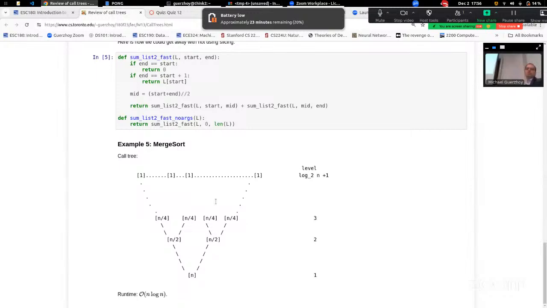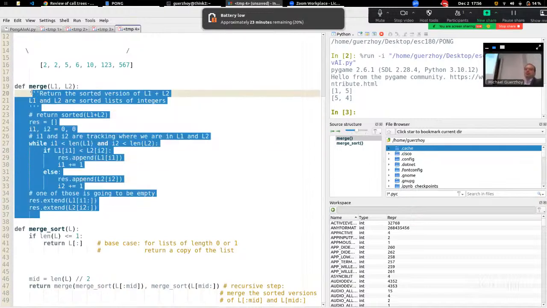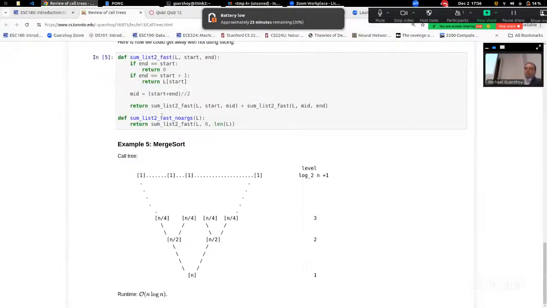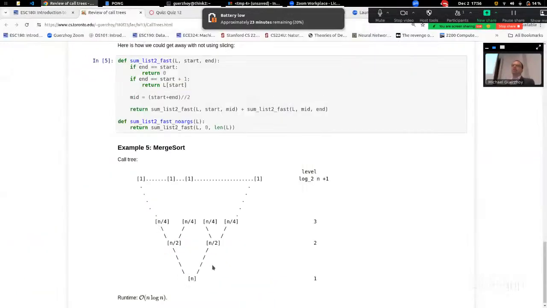So what we're going to say is, okay, so this is one loop. This runs in time that's proportional to the length of L1 plus L2. Make sense? And then the trick is the call tree for merge sort. So this is merge sort. The call tree for merge sort is the same as the call tree for sum list. Right? The thing is, though, that the calls now don't take the same amount of time every time. The calls are proportional to the size of the input because merge is linear time.